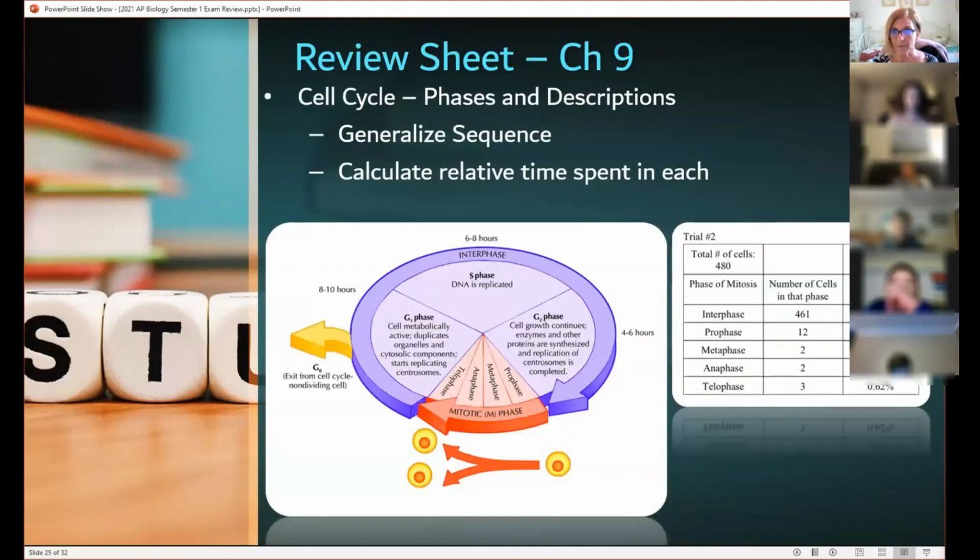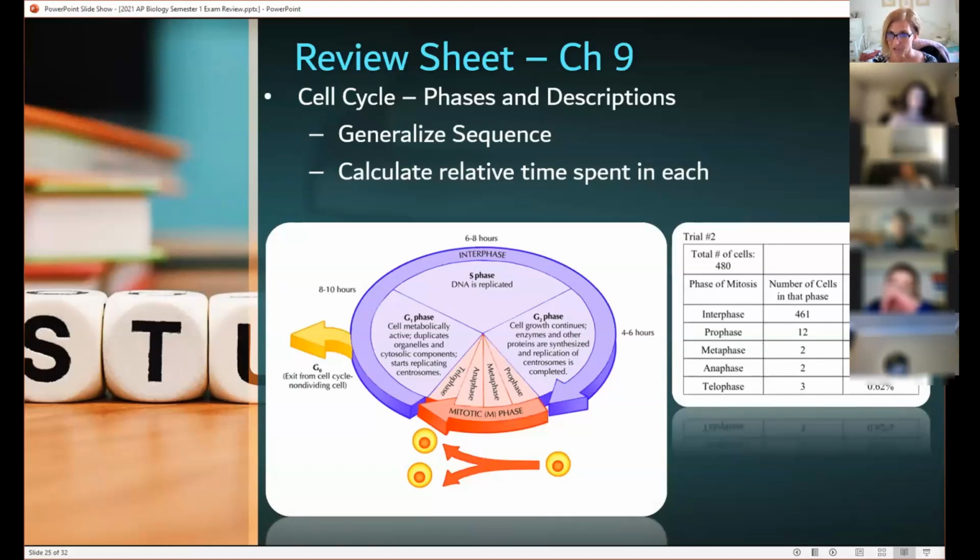You don't need to tell me about all of the phases independently, just the general idea. You're going through a growth phase, you're replicating DNA, you're making material needed for division of the nucleus, the chromosomes align at the equator, and the cell divides. A generalization, okay? Calculate relative time spent in each.